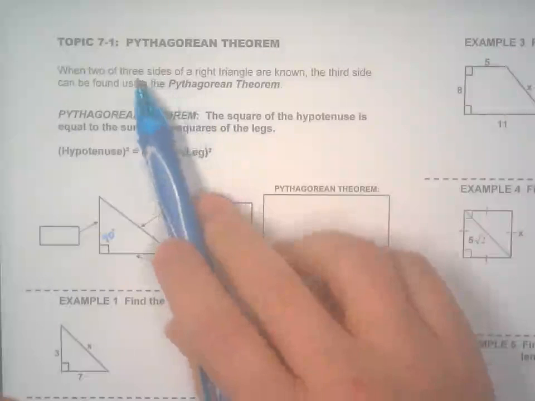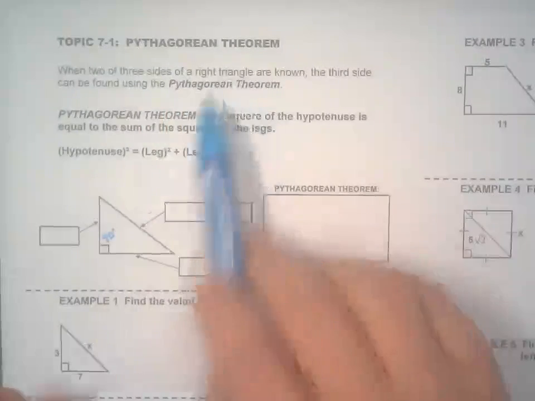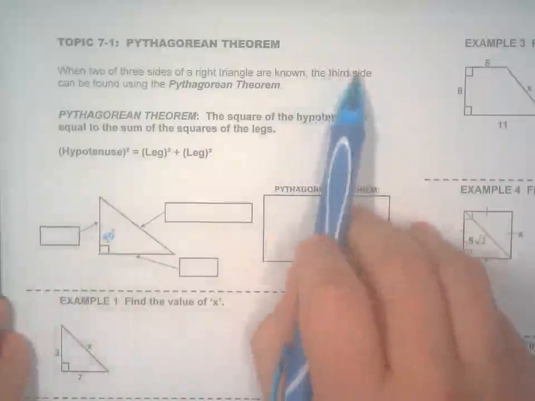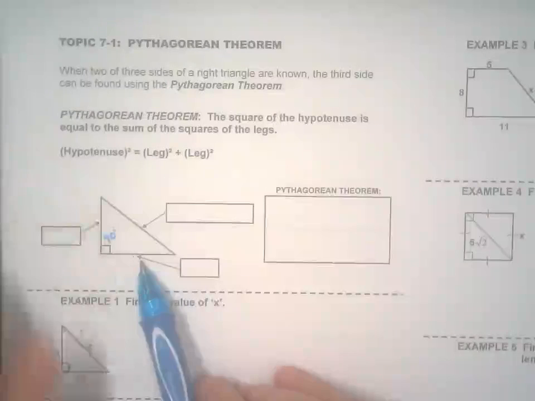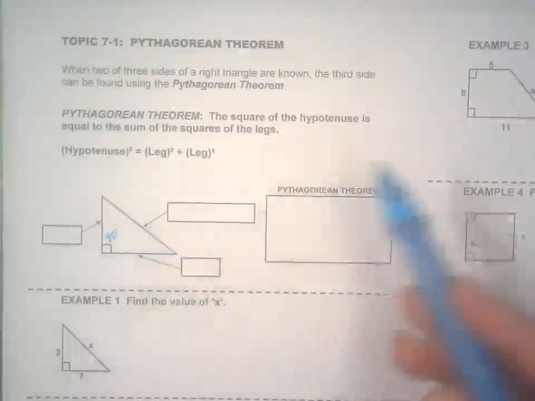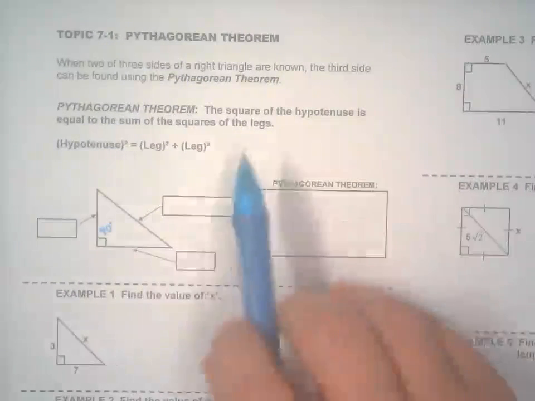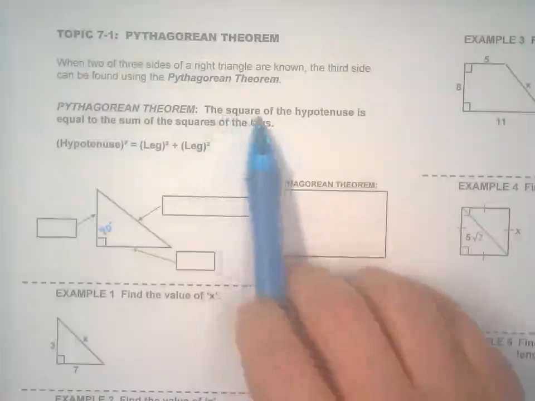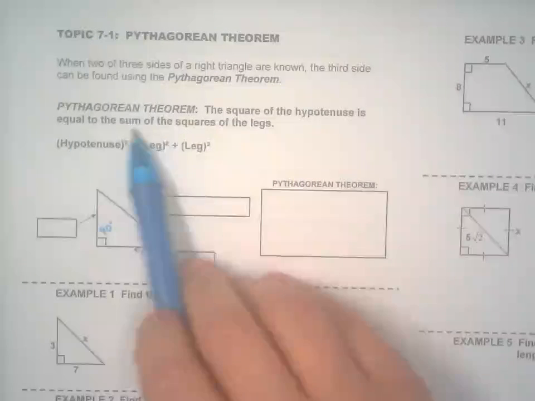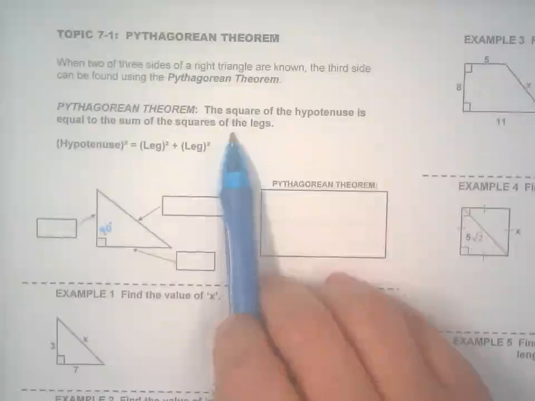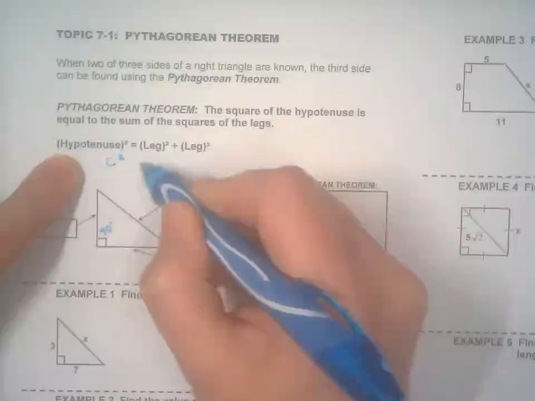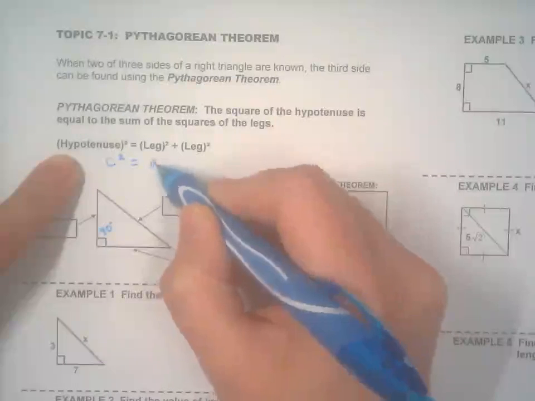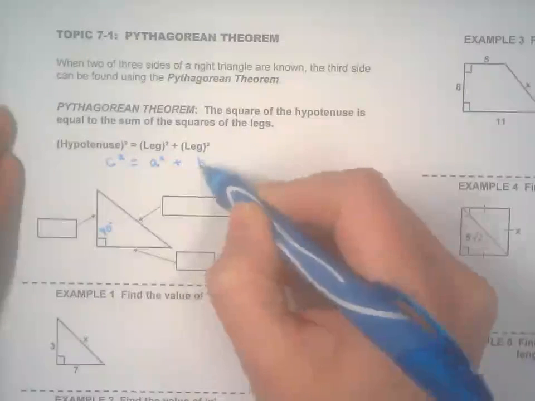If we have a right triangle and we know two of the three sides, then the third side can be found by using the Pythagorean Theorem. We only need two sides, and then we can find the hypotenuse. We're going to talk about what they're called. The square of the hypotenuse is equal to the sum of the squares of the legs. You remember, c squared equals a squared plus b squared.